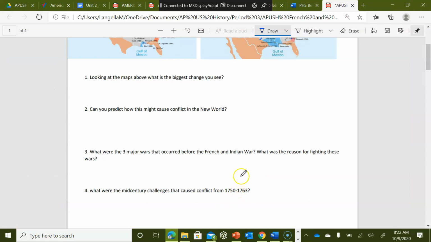In the second part, what was the reason for fighting these wars? Why did they fight these wars? Yeah. No, perfect. It's basically to see who can gain more territory over somebody else, right? It's trying to dominate the region, especially for trade, right?